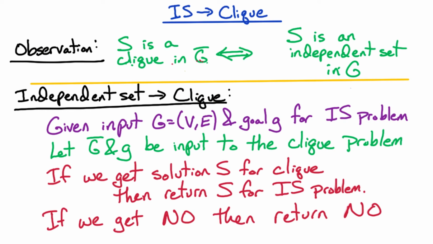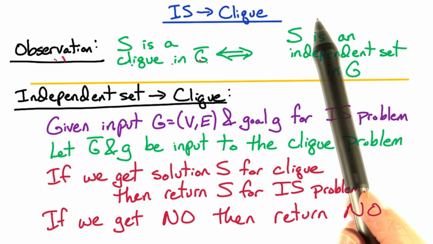This completes the definition of the reduction, and the proof of correctness follows from this observation. Therefore, we've shown that the clique problem is NP-complete.